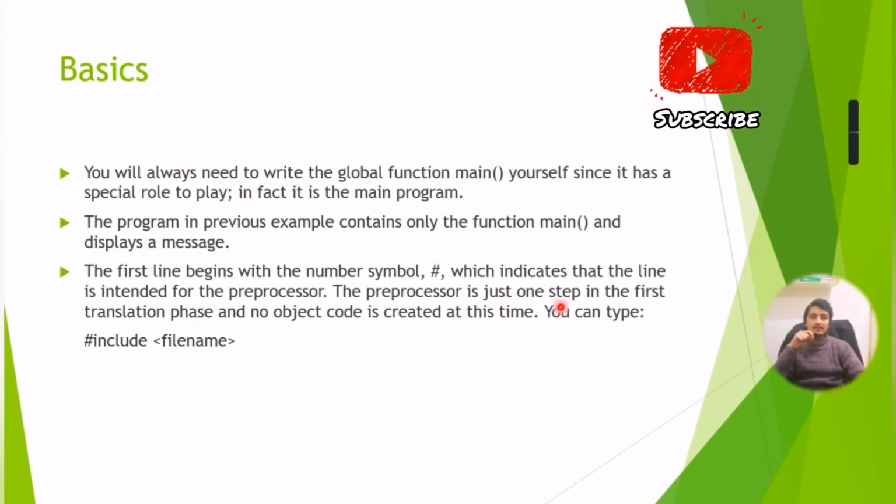The preprocessor is just one step in the first translation phase, and no object code is created at this time. So what is object code? I have already told you in detail in my previous lecture. You can type hashtag include file name.